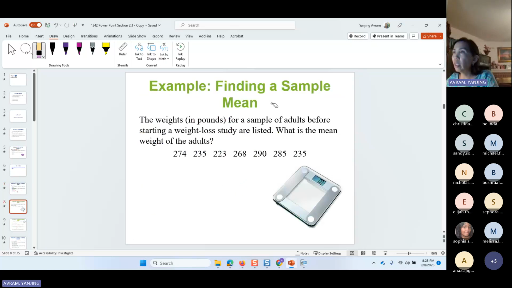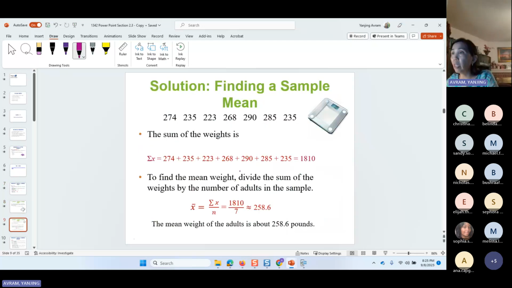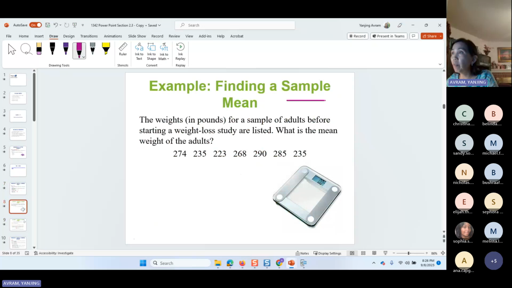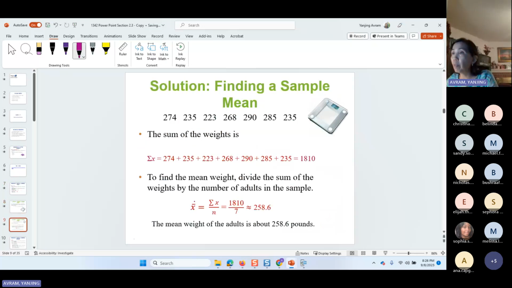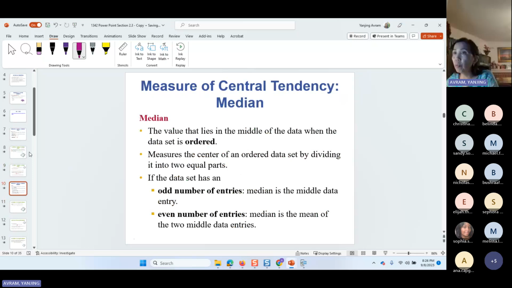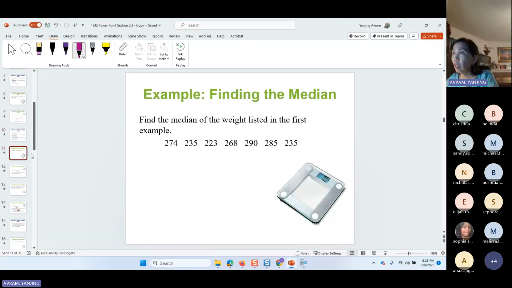Okay, so look at this one right here. This one is a sample mean, right? It's the weight in pounds for a sample of adults before starting the weight loss study, and we want the mean weight of all these adults. We have 1, 2, 3, 4, 5, 6, 7, so 7 people in here. I just add these 7 together and then divide by 7. That's it, okay? Since this one is a sample, I'm using x bar for the sample. So you add all these 7 together and then divide by 7, and that's it. This is called the sample mean, which is pretty simple.